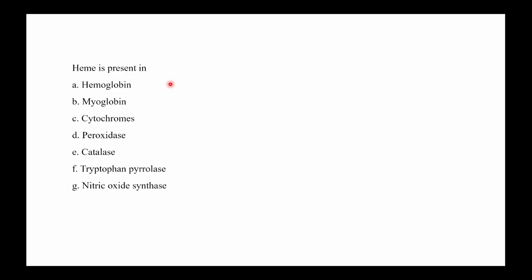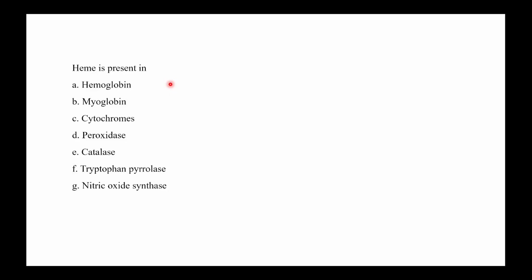Then cytochrome P450s, they contain heme in their active center, and that catalyzes the oxidation reactions. Peroxidases are also present, which contain heme as an active center, and again they perform the oxidation reaction. Then there is catalase, which contains heme in its active center. There's an enzyme called tryptophan pyrrolase that contains heme in its active center. And then nitric oxide synthase also contains heme in its active center.